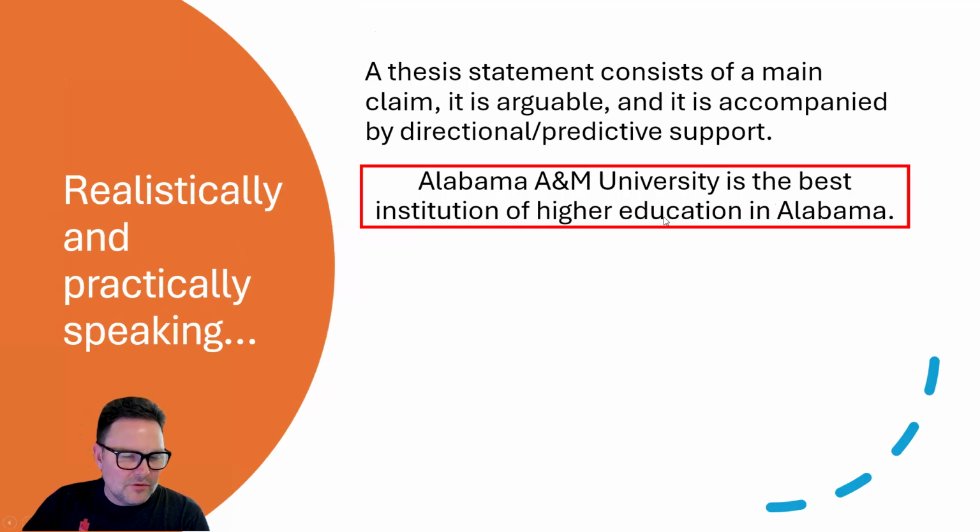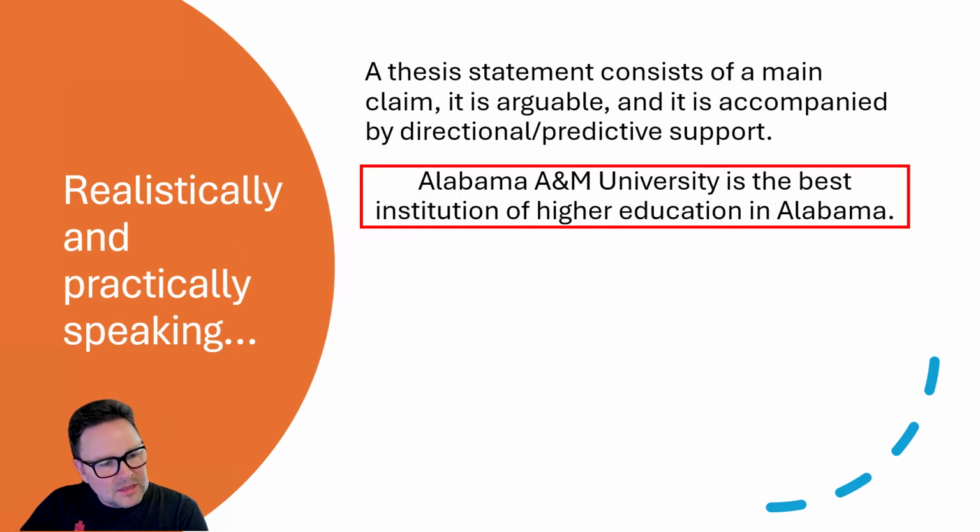Let's slow down then for a minute on this example. Alabama A&M is the best. So the idea is in terms of arguability, sort of like I was saying a moment ago, why would someone say this or think this? Suppose you, for a moment, which I hope you don't, but suppose you disagree with this. You might ask, well, why do you think that? What makes you say that? What proof do you have of that?